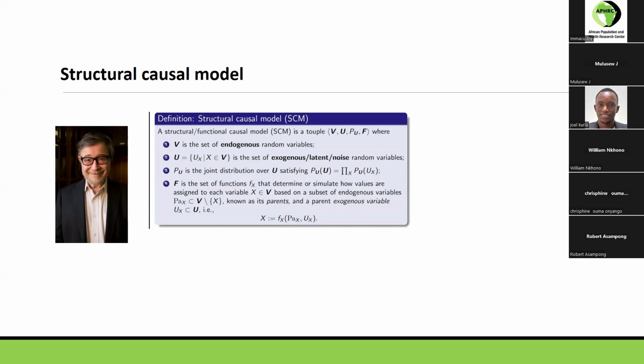And then the joint distribution of U is a product of those independent exogenous variables. And F is the function that determines or simulates how the values are assigned. That's a set of functions, the structural formula or equation between these V, X, and the U. Therefore, for each variable X, X is a function of the parents of X, where the parent is a path that directly causes X, and also a function of U, which is an exogenous or latent noise that we did not observe in our system.